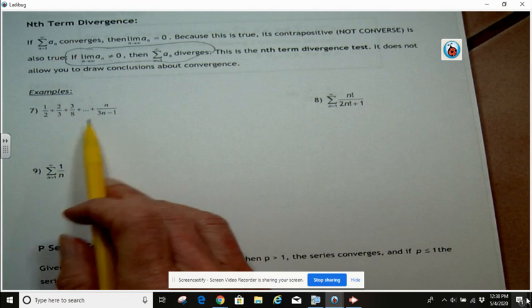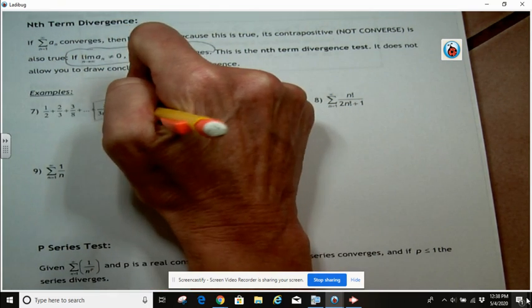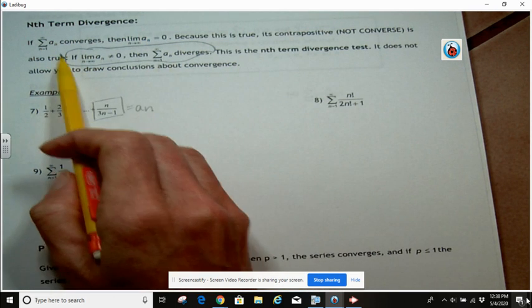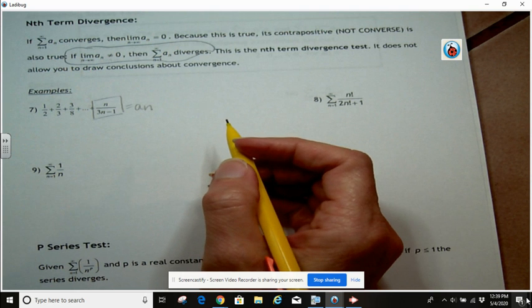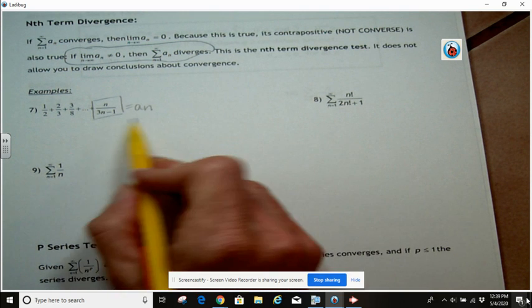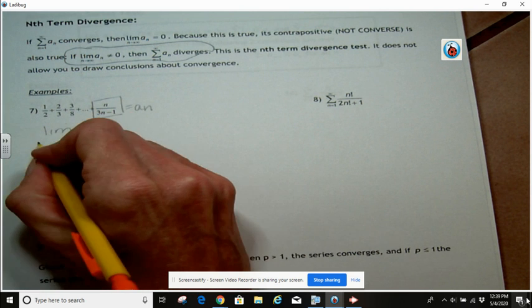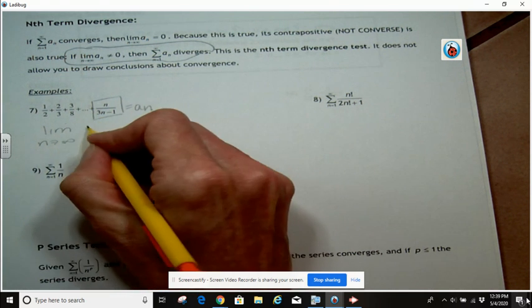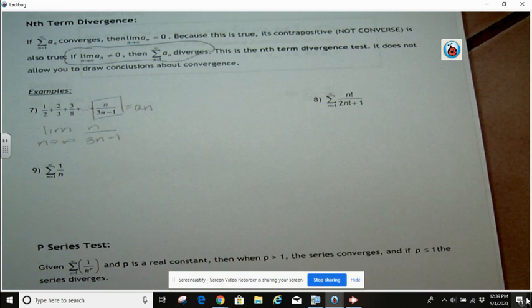And so that's really what we're going to look at. This right here is our a sub n that is mentioned up here in our rule. Okay, so we are going to apply a limit to infinity to this expression right here. The limit as n goes to infinity of n over 3n minus 1. Okay, rule 1, rule 2, rule 3.